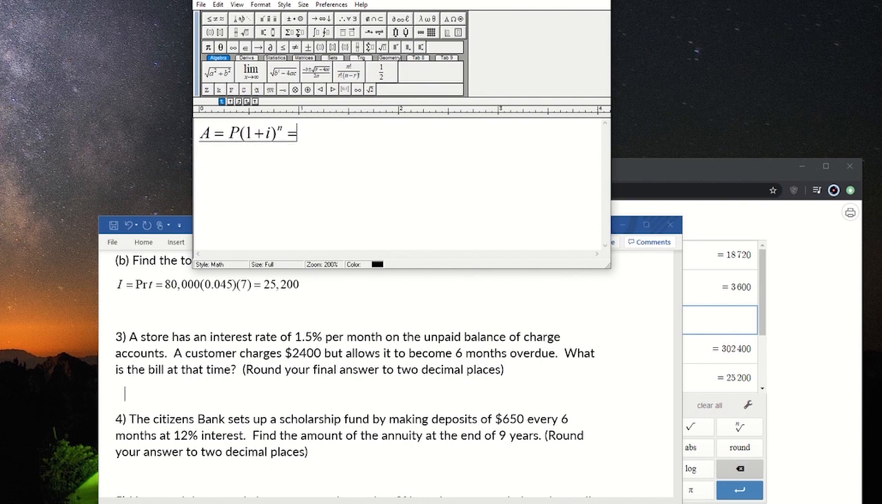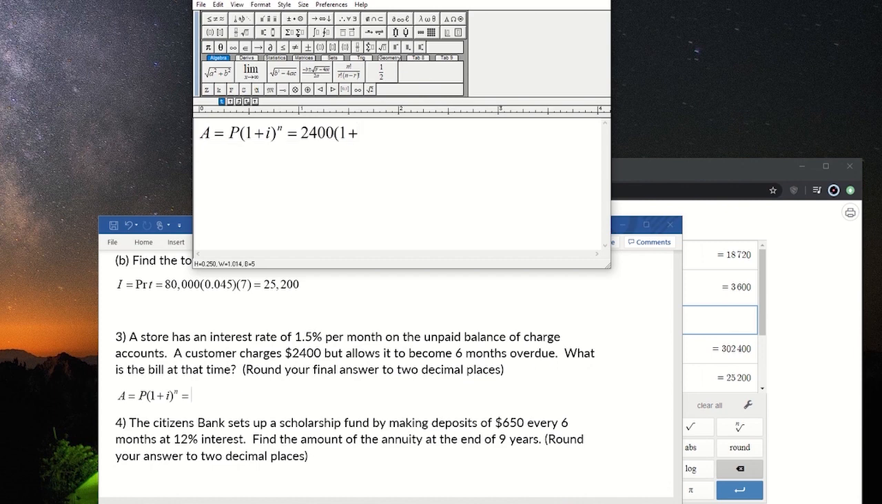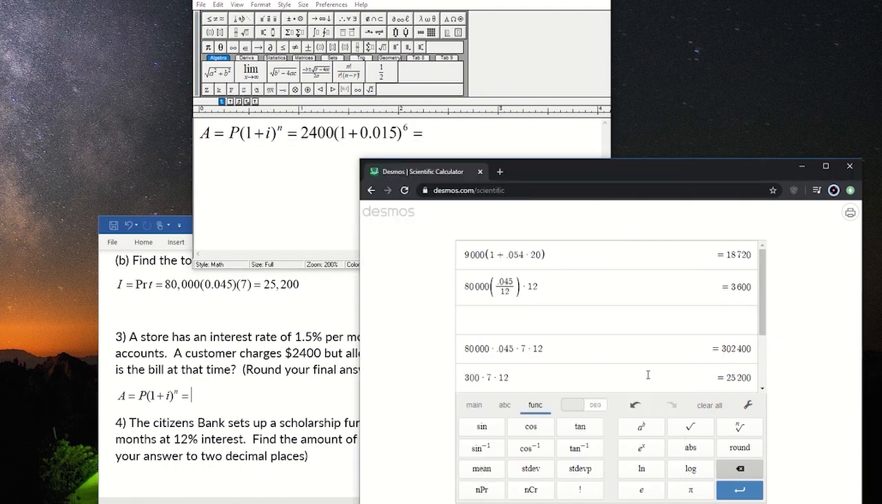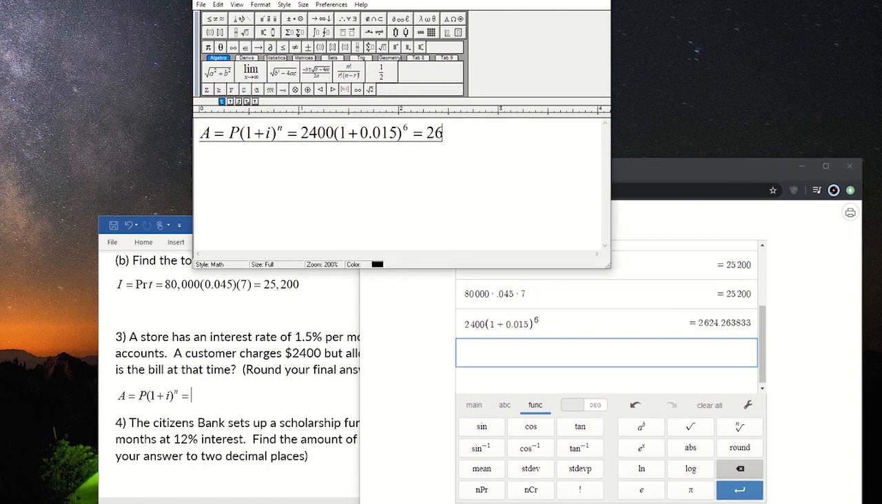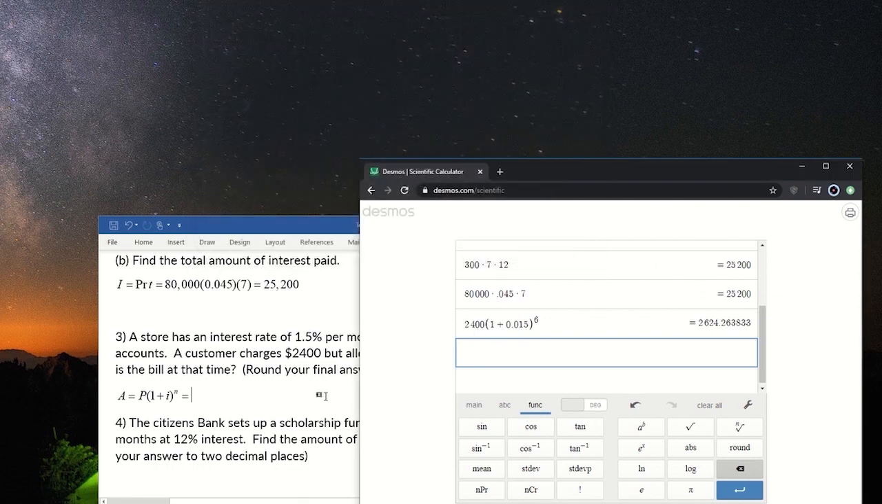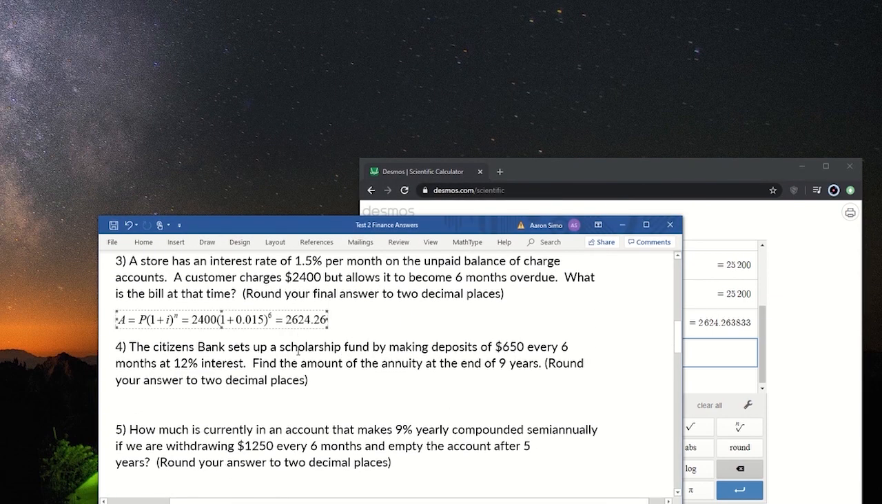So this is going to be equal to 2,400 times 1 plus 0.015. Alright, everything here is in months now, not years. So that's why we're using 6 and 0.015. So we're going to say that this is equal to, over here to our Desmos. Plug in here, we can say 2,400, 1 plus 0.015 raised to the 6. Press enter. I'm getting 2,624.26. Alright, press the X button, insert it, and that throws it in there for you. Give it a little time. There it is. Okay, there you have it.